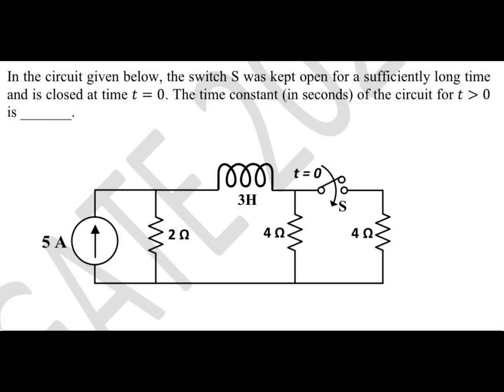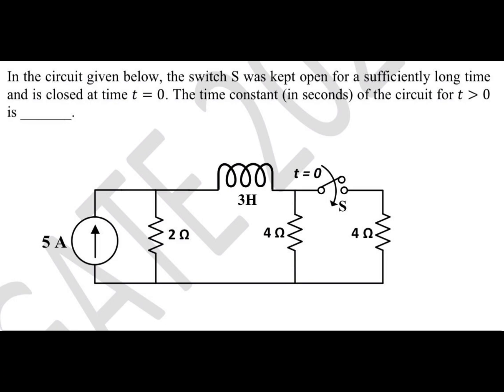Let's go. Hello everybody, I hope everyone is fine and today we are going to discuss a question of circuit theory asked in GATE 2024 where a switch in the RL circuit is kept open for a sufficiently long time and the switch is closed at time t equal to 0. We need to find the time constant for the given circuit for time t greater than 0 when the switch is closed. In this lecture, I will explain the entire transient phenomenon occurring in the given circuit.